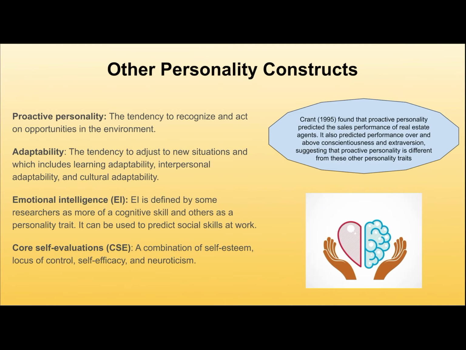Let's talk a little bit about some other parts of personality. We've been focusing on the Big Five, and those are important. But there are some other personality constructs as well, such as proactive personality, which is the tendency to recognize and act on opportunities in the environment, right? To be proactive, see what opportunities are there and take them.